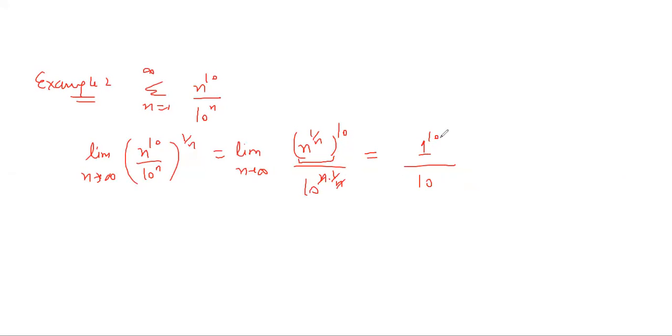So 1 raised to power 10 is 1, so it's 1 by 10, which is less than 1. Therefore, this is convergent by the root test. So you see how easily it is done using the examples. This is example number 2, in which we got the answer as convergent. So let's do one more example.